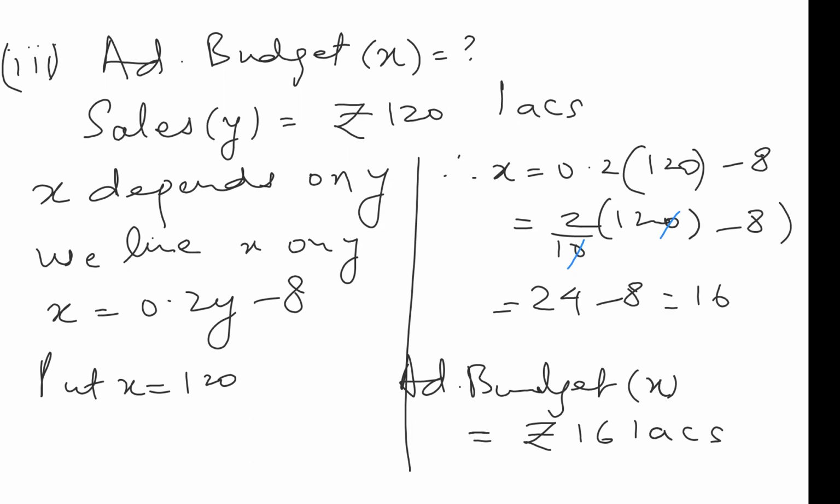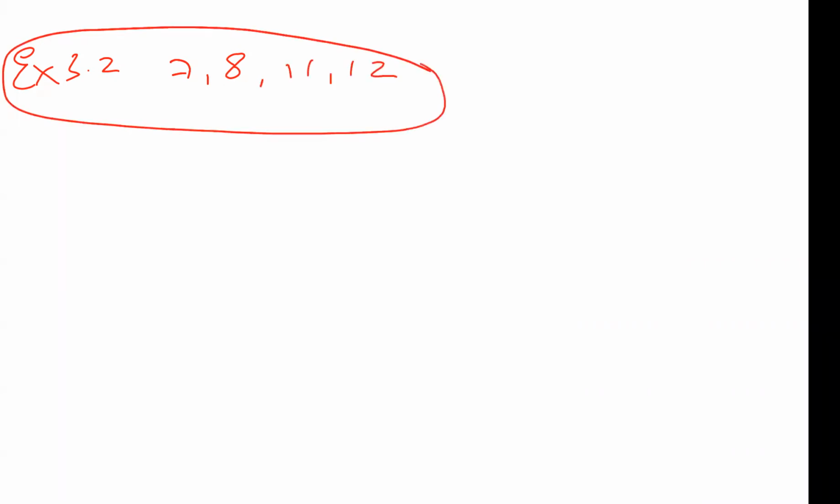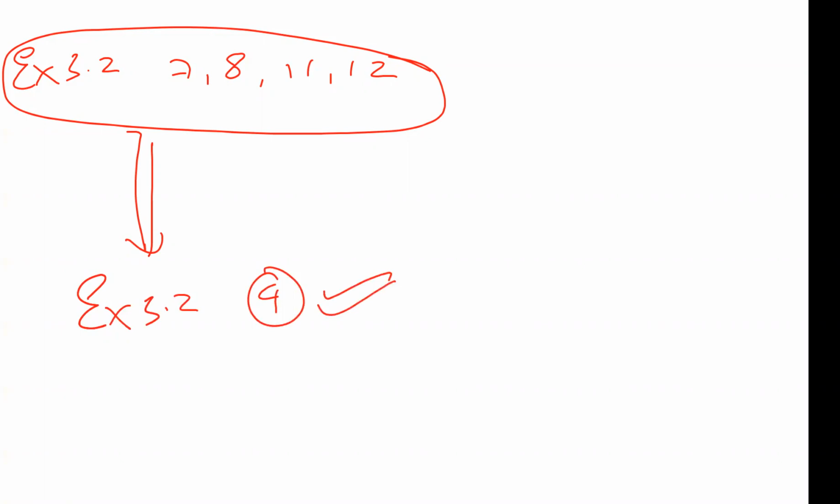That was the end of the fourth problem in exercise 3.2 of your government textbook. Now, based on this problem, there are a few more problems which you can take for self-study. I'll give you the problem list. Exercise 3.2, question number 7, question number 8, then question number 11, and question number 12. These problems you can try. These are all based on exercise 3.2, question number 4, the fourth problem we just solved. So for practice, you can solve question numbers 7, 8, 11, and 12.